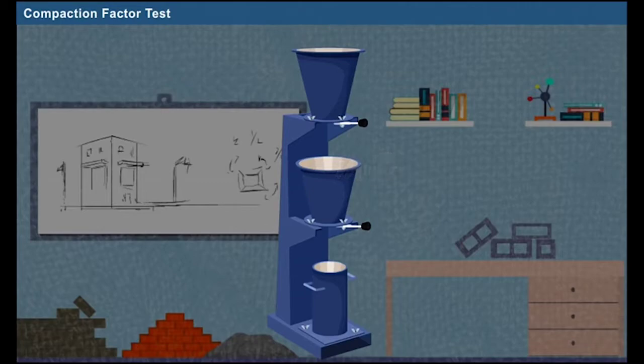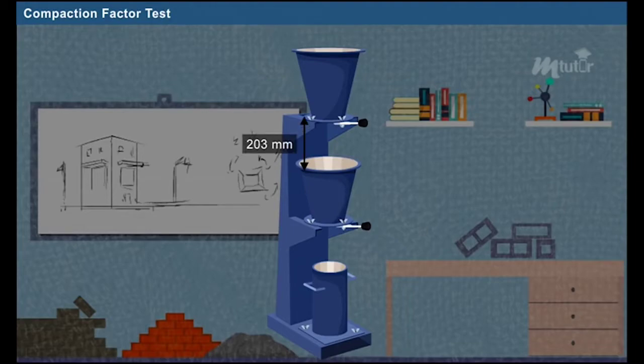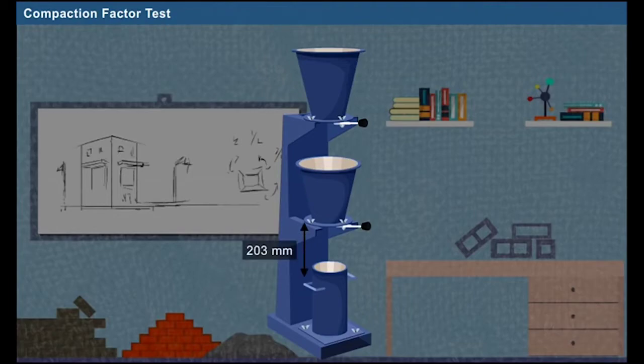The lower hopper's top internal diameter is 229 mm. Bottom internal diameter is 127 mm and internal height is 229 mm. The vertical distance between the 2 hoppers is 203 mm. The bottom cylinder's internal diameter is 152 mm and internal height is 305 mm. The vertical distance between the lower hopper and bottom cylinder is 203 mm.